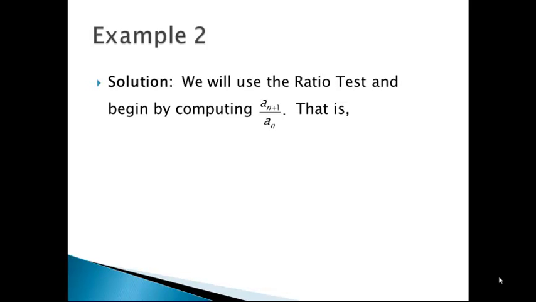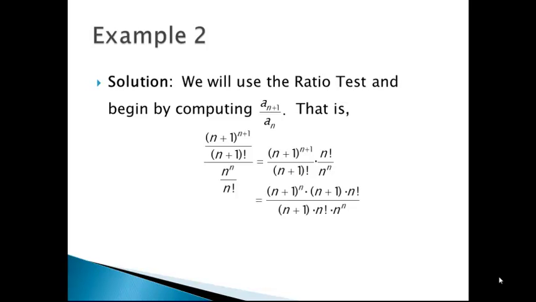Remember, a sub n plus 1 is what results when you replace the n in the general term with n plus 1. This gives us the quantity n plus 1 to the n plus 1 power divided by n plus 1 factorial. Again, all of that is a sub n plus 1. In the denominator here, we have n to the nth power divided by n factorial. That is your a sub n. Now let's look in the numerator. The quantity n plus 1 to the n plus 1 power can be split up as n plus 1 to the nth times n plus 1 to the first.